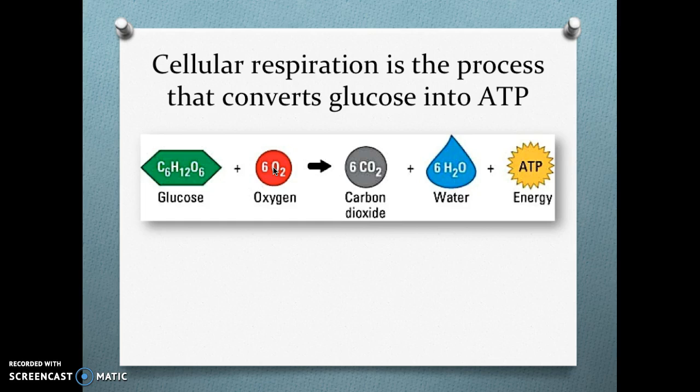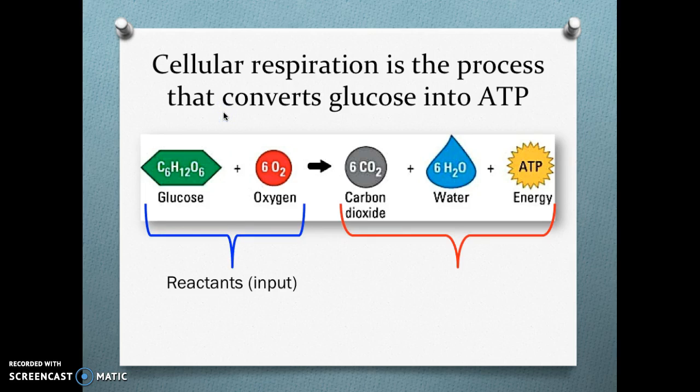And the products of this reaction are carbon dioxide, so that's a byproduct, water, also another byproduct, and lots of ATP. There's roughly 36 to 38 ATP made. The process really isn't as efficient as we'd like it to be, so that's why there's a range in different textbooks depending on what you look at. And again, just to highlight it, these are the reactants, the input of the reaction, and these are the products, the output of the reaction.